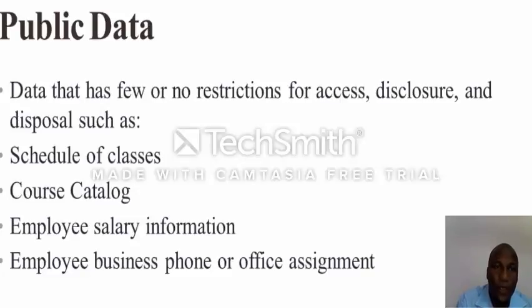Public data is data that has few or no restrictions for access, disclosure and disposal, such as schedule of classes, course catalog, employee salary information, and employee business phone or office assignments. These are the types of public data that everybody can have access to.